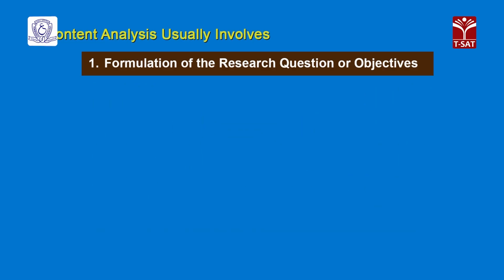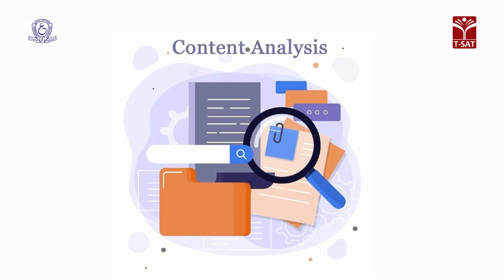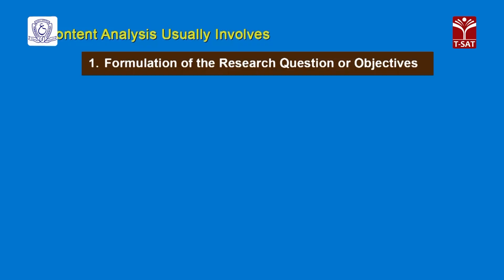The first one, formulation of research question or objective. As mentioned earlier, by making a clear statement of the research question or objective, the researcher can ensure that the analysis focuses on those aspects of content which are relevant for the research. Content analysis is a method for analyzing textual content. Therefore, the selection of topics should be one that can be answered by analyzing the appropriate communication content.